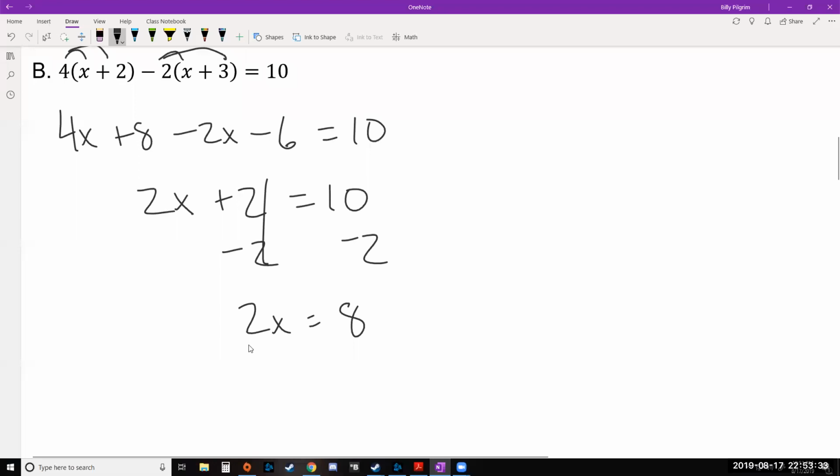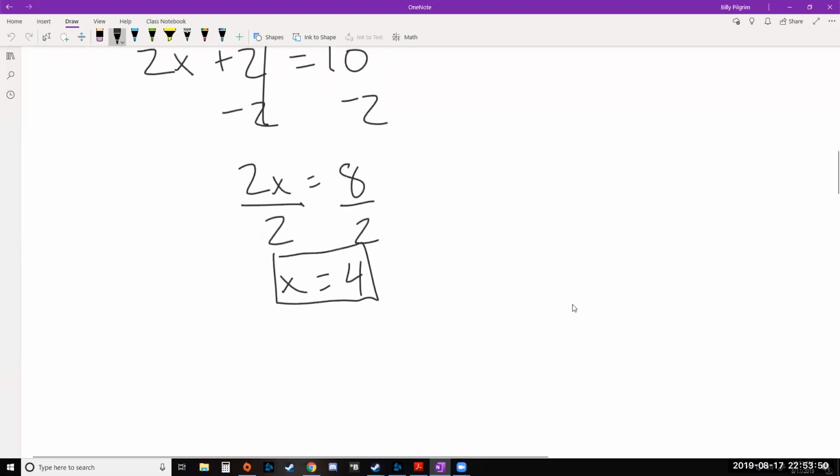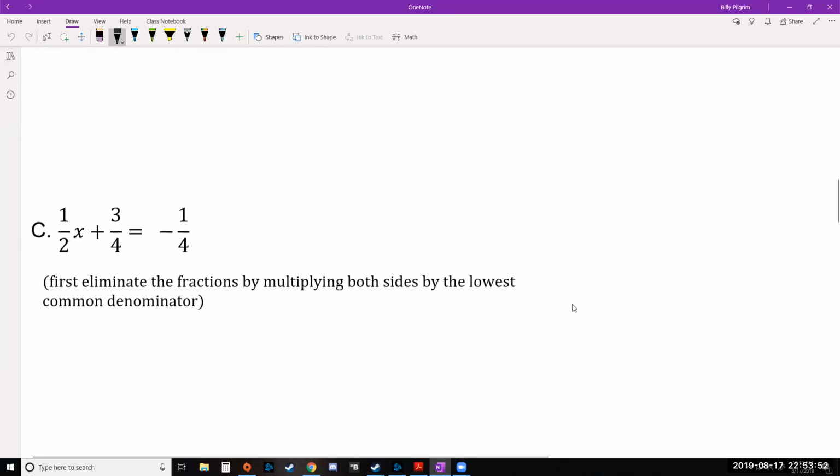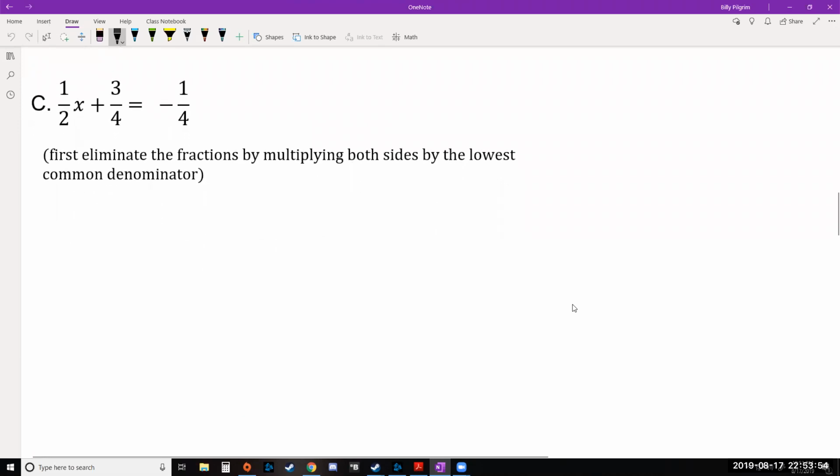This is 2 times x. We undo multiplication with division, so we divide by this 2. We get x equals 4. So we could check it again, but I'll leave that exercise to you. But it's pretty easy. You plug it in, try to get something like, in this case, 10 equals 10. Okay, so that's the basic idea of the 1, 2, 3, 4 steps.